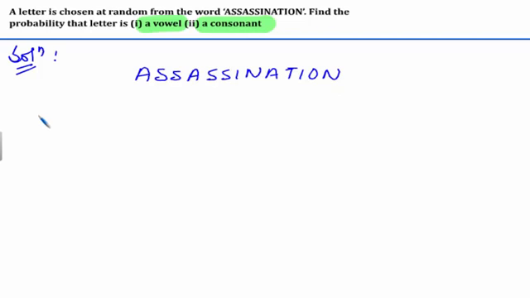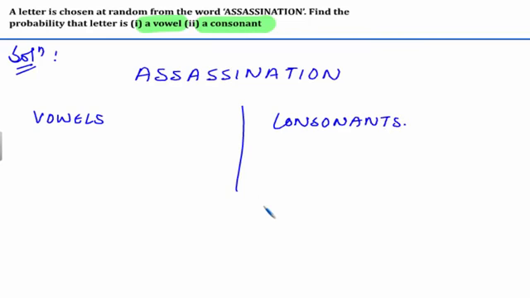So first let us find the vowels and the consonants of this word. Now the first letter of the word is A, which is a vowel. Then we have two S, which are consonants. Then again we have A, which is a vowel. Then we have two S, which are consonants.